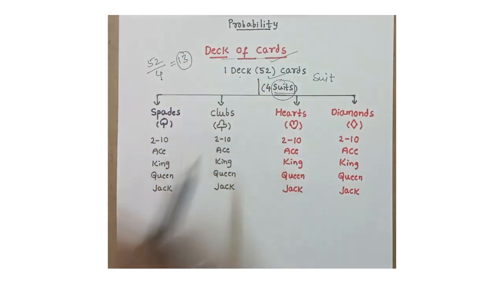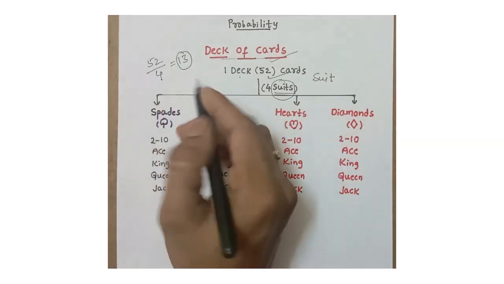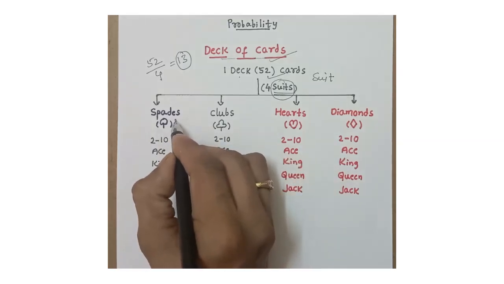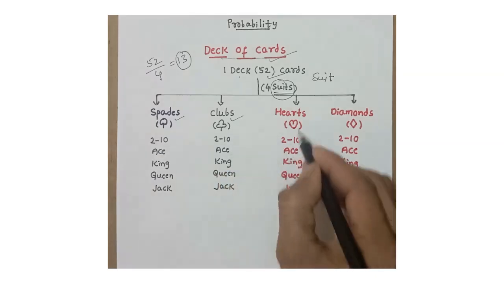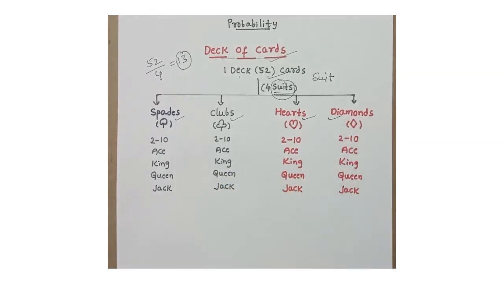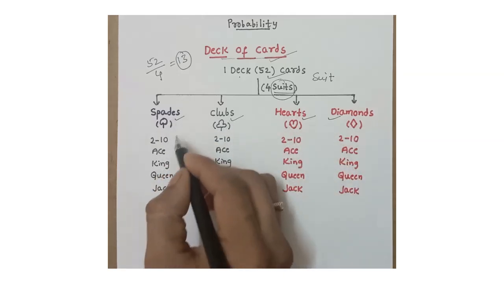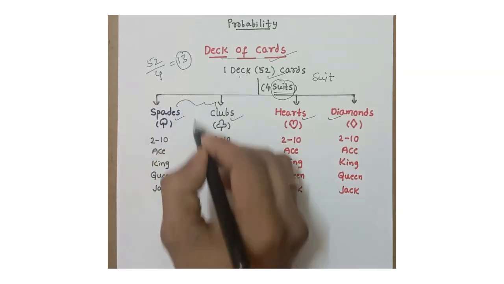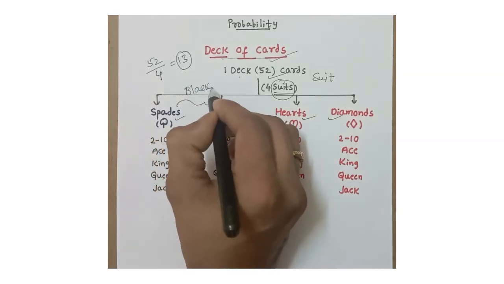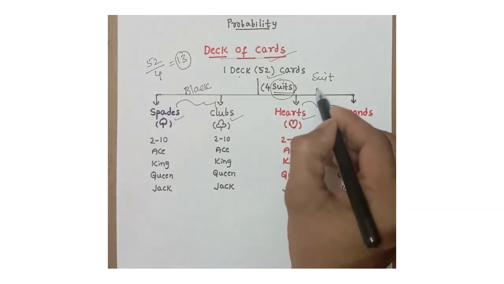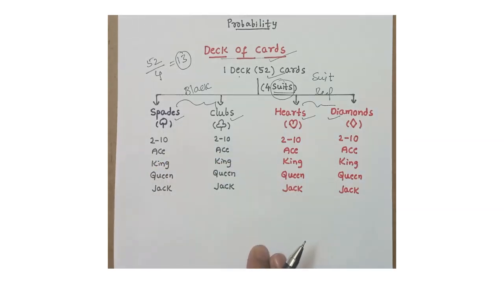So every deck is divided into four suits, and every suit consists of 13 cards. What are the suits? First one is spades, second is clubs, third is hearts, and the fourth one is diamonds. Spades and clubs are black in color, you can check playing cards, and hearts and diamonds are red in color.